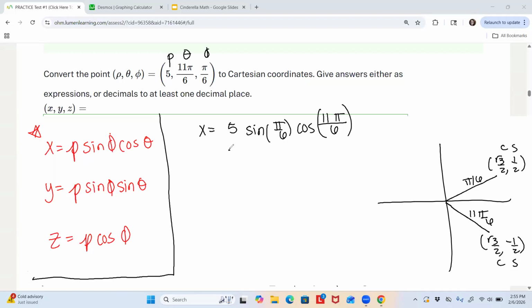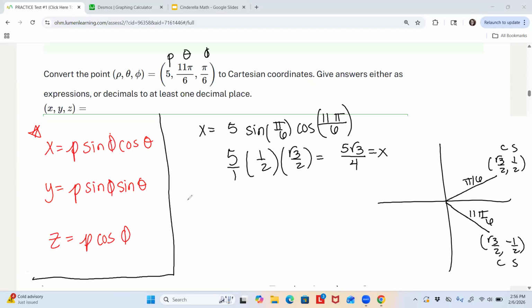Okay, so now we have 5 sine of pi over 6, so that's the top one, so that would be 1/2. Cos of the bottom one is root 3 over 2. Put this over 1. Go right across the top, we would have 5 root 3. Right across the bottom is 4. There's our x. Yes, you could go in the calculator and round it off. I think that's prettier just to leave it like that. It is approximately 2.17, but I would just leave it.